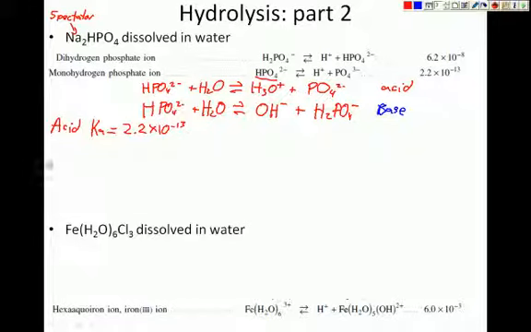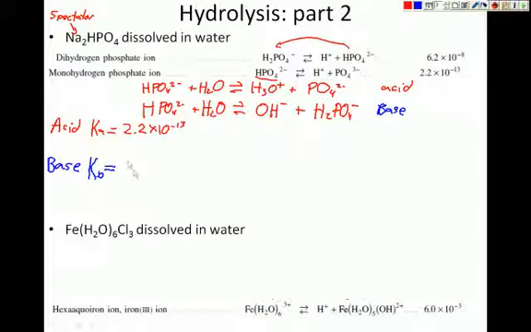Now we want to figure out what it is going to do when it acts as a base. So what is the base? We have to figure out not Ka, but Kb. Here's the common mistake that many students make: when they figure out Kb, they use this number right here. But we can't use this number to calculate our Kb, because we don't start with PO4 3-. We start with HPO4 and we move this way. So we need to start with this: 6.2 times 10 to the minus 8.